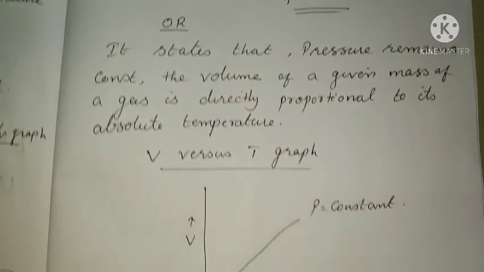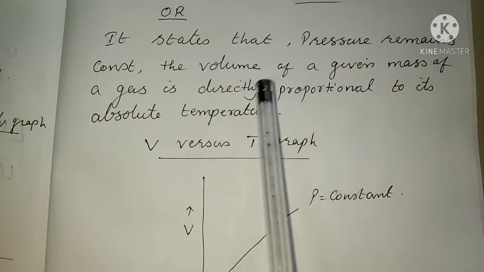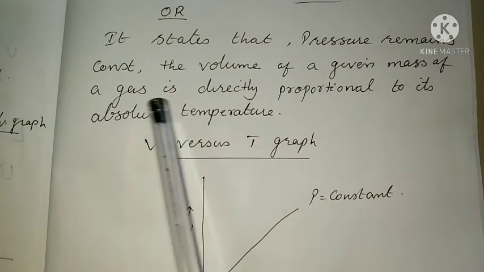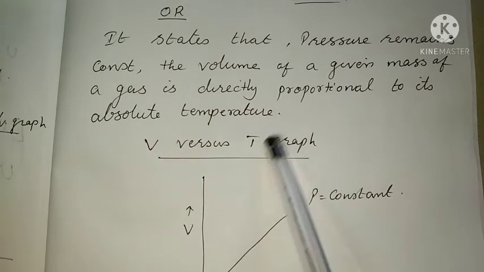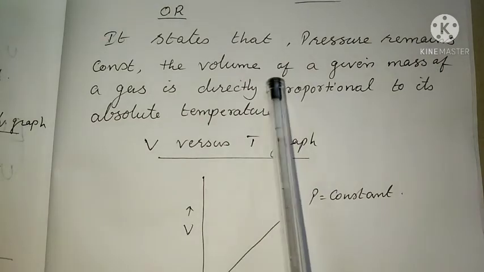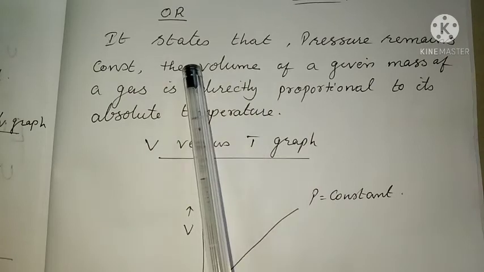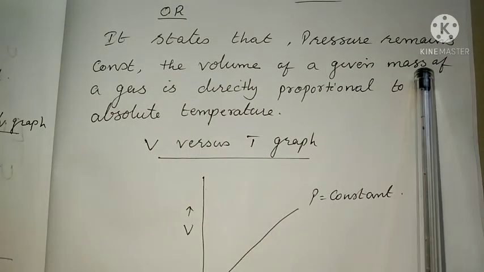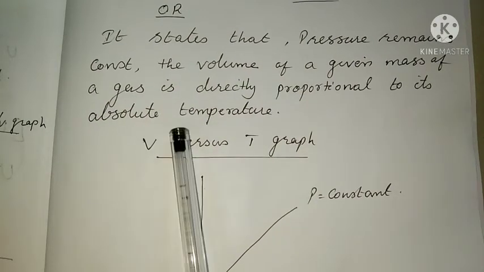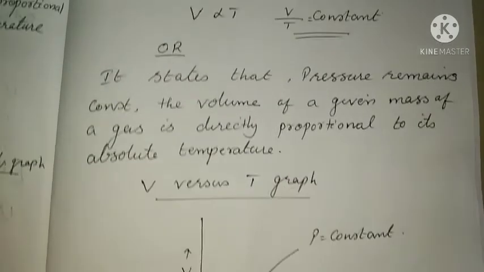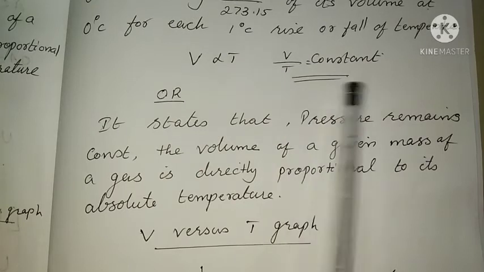In another way, we can define this Charles' law. It states that if pressure remains constant, the volume of a given mass of a gas is directly proportional to its absolute temperature. This statement is very easy, so you study this. That we can write like this, V proportional to T, then V by T equal to constant.